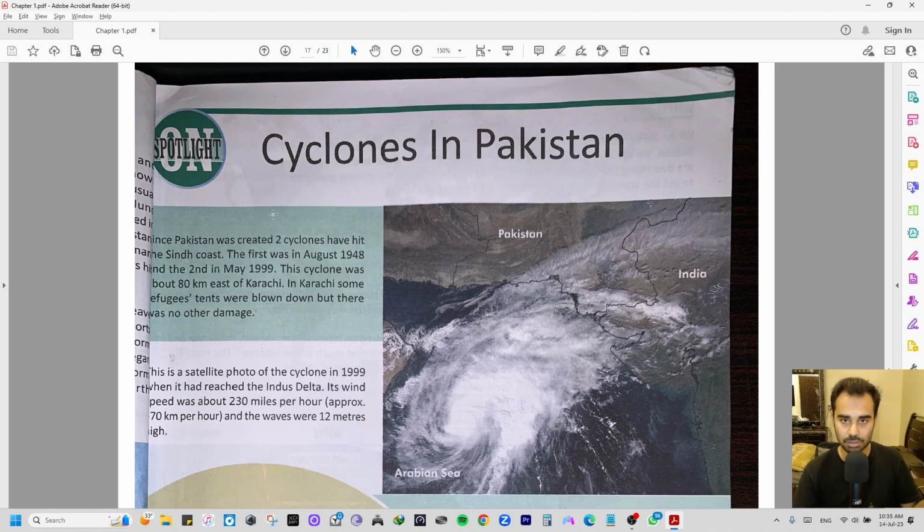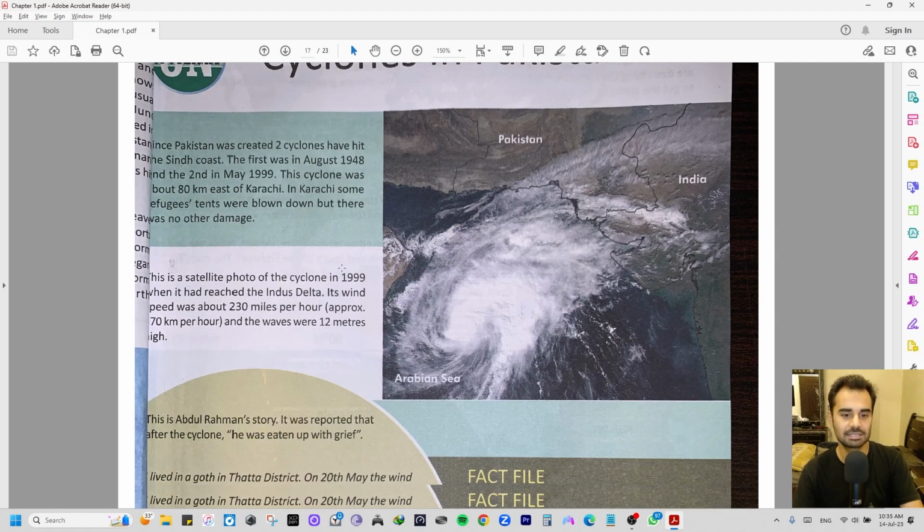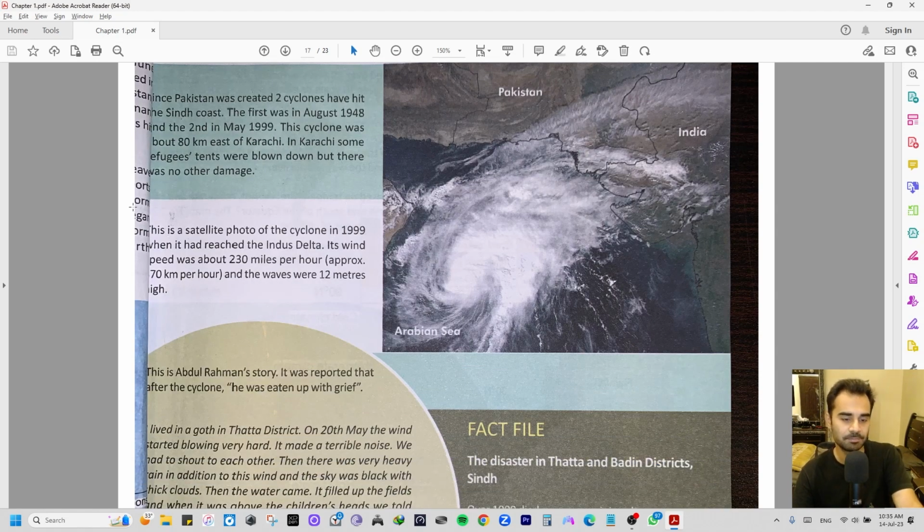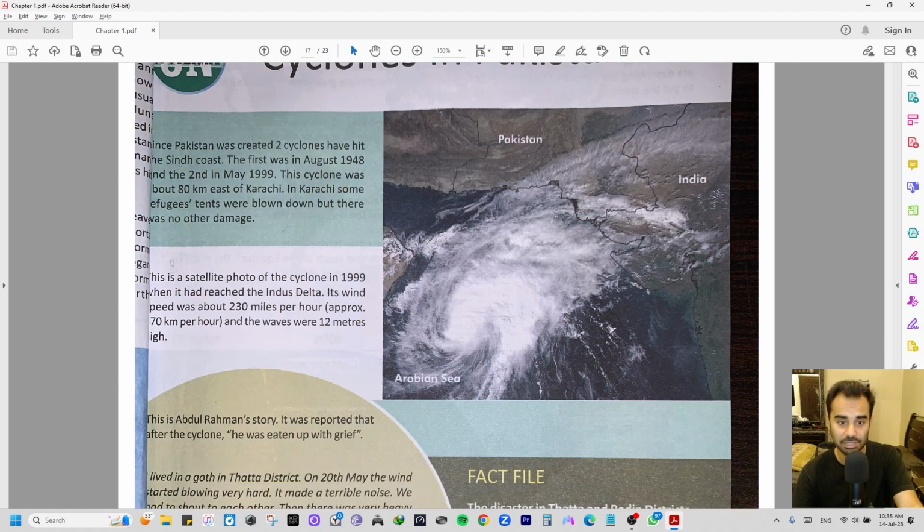And in fact, a couple of years ago and even this year, we were also having some warnings or some predictions about Nilofer, and another one was Biperjoy, which recently has occurred in the news as well. So it shows over here that this is a satellite photo of the cyclone in 1999. This was taken in 1999. Okay, so this picture is really old.